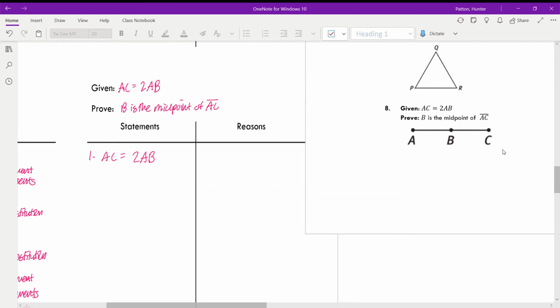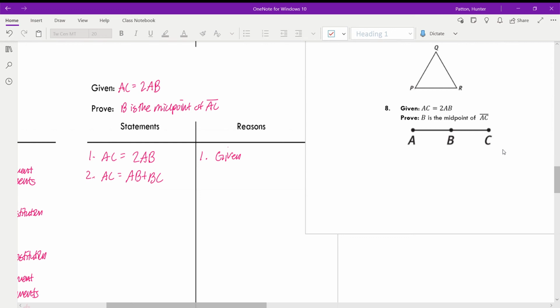Alright. One is given. Alright, I don't really know where to go from here. What I can say that I do know is that this is a segment, right? So I know something about the two smaller segments that make up AC. So what about I say that AC is equal to AB plus BC. Okay.